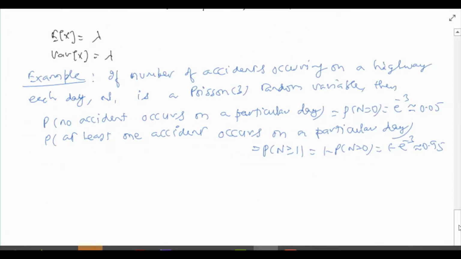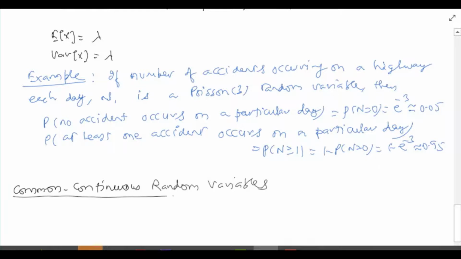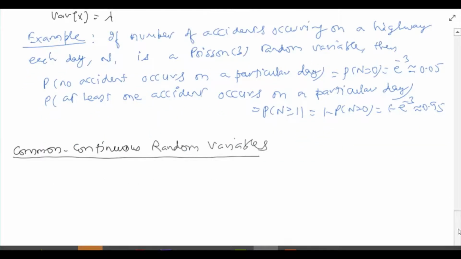So these were a few common discrete random variables. Now we turn to common continuous random variables. We see a few of those. And the first one in our list would be the continuous uniform random variable.